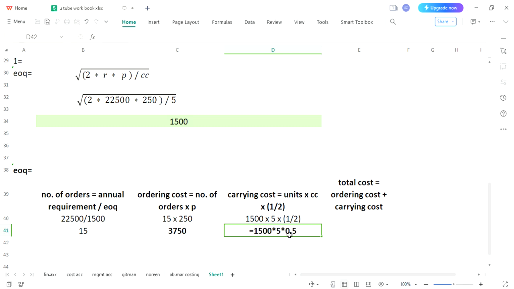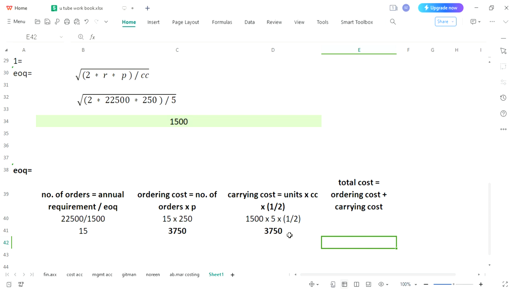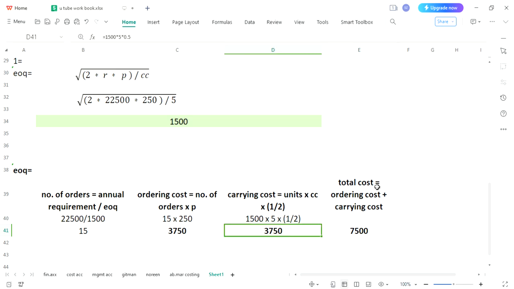So we have got our carrying cost and ordering cost. When you add both, you will get your total cost. 3750 your ordering cost, add again 3750 as your carrying cost. We have got our answer finally. This is your total cost in case you are following your economic order quantity.